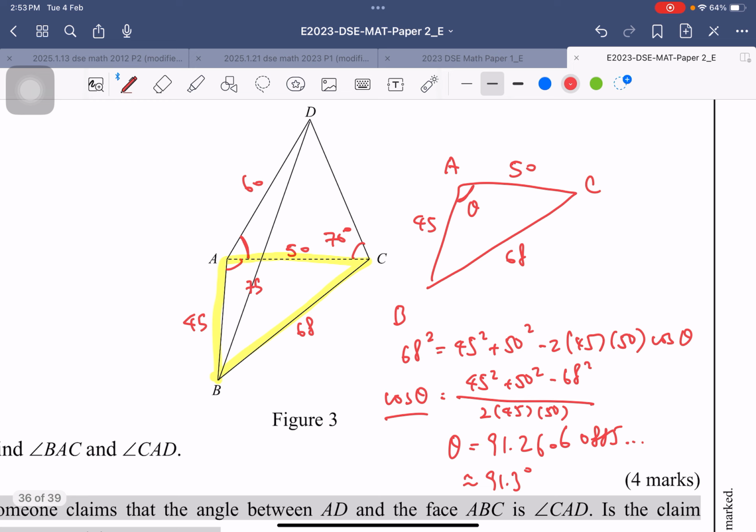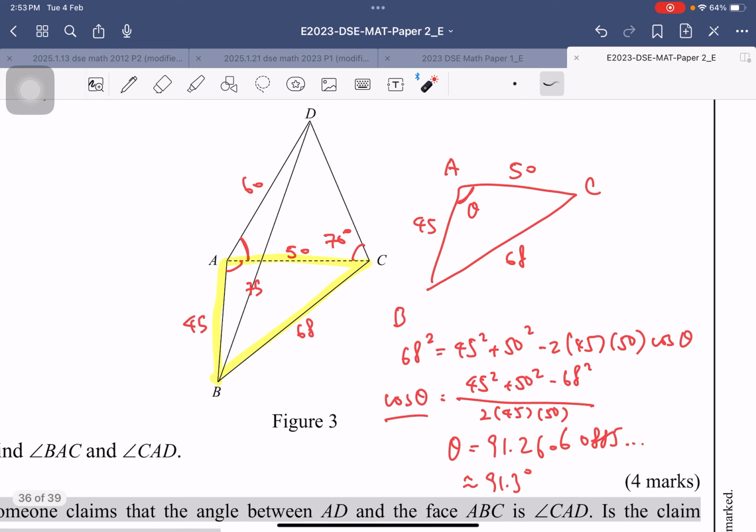So if you finish, then try to think about the other one. We're trying to find out what is the angle here, isn't it? So this angle, you need to look at which plane? The plane that we need to look at is ADC, isn't it? And then we can just draw it out. So draw ADC.